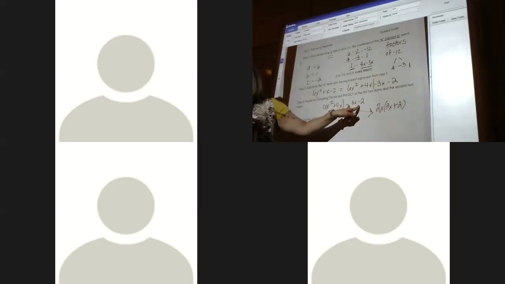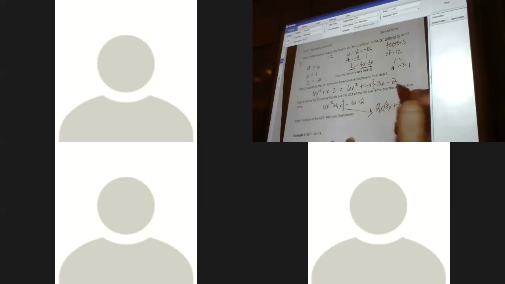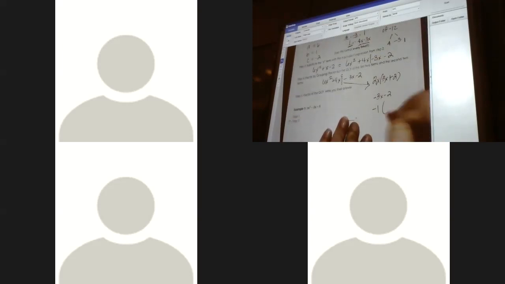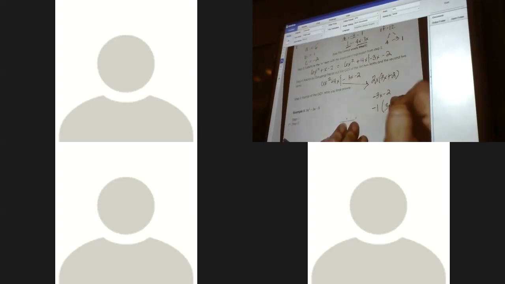How can we change a negative to a positive? Multiply it by a negative 1. So we're going to factor out that negative 1, the negative on the outside. So when we take negative 3x minus 2, and we factor out a negative 1, what are we left with in the parentheses? 3x plus 2.